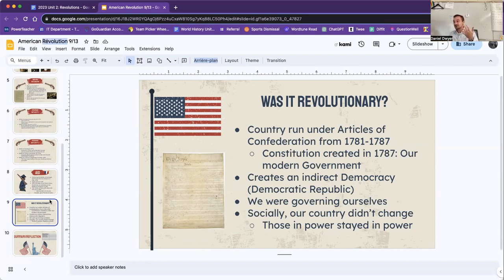This is going to create an indirect democracy, a democratic republic, where again, we're voting on representatives. We don't vote on every single law and every single thing. That would be a direct democracy, but we vote on people to represent us. But this is that representation that they were talking about, right? Now the taxation with representation.